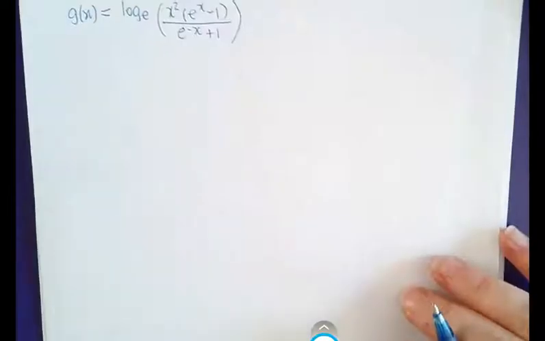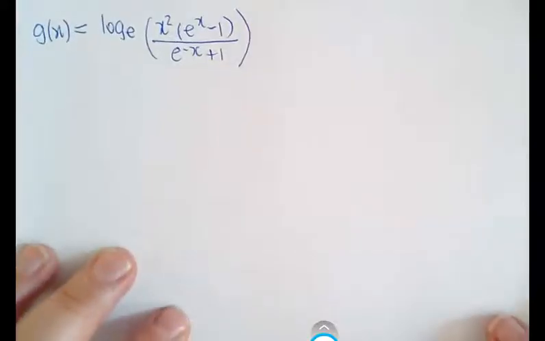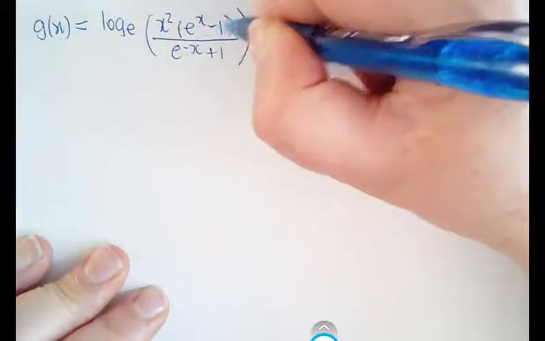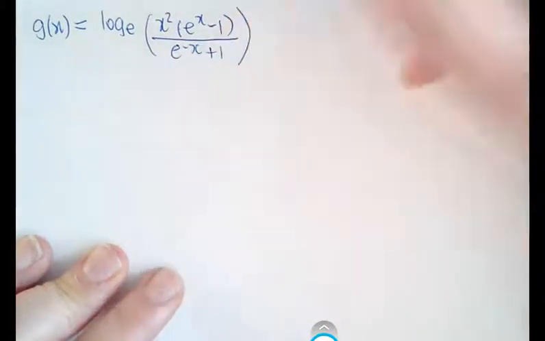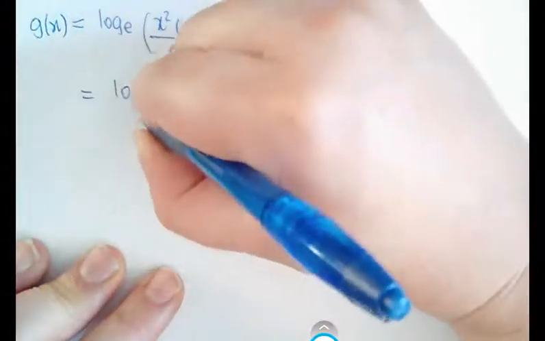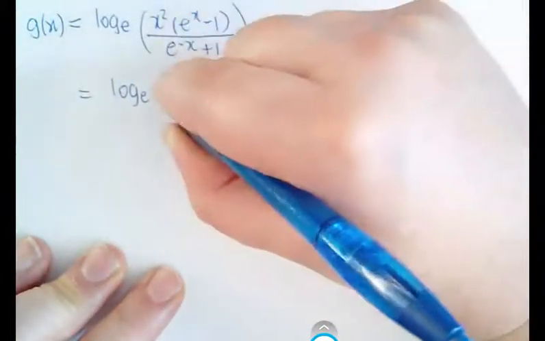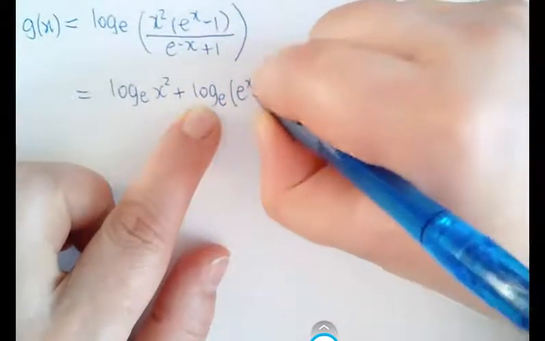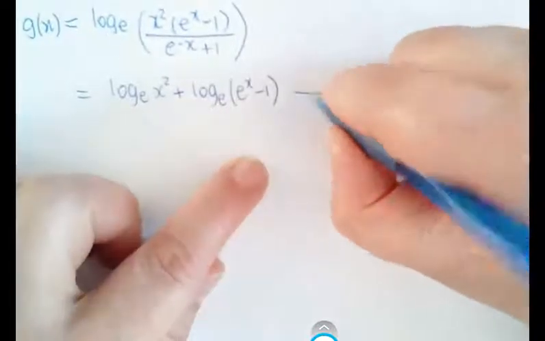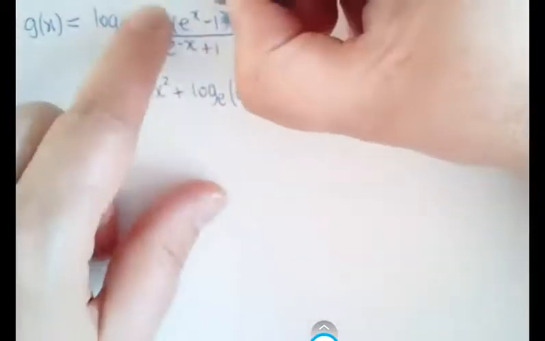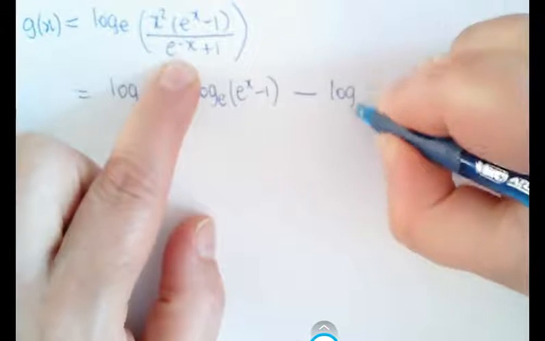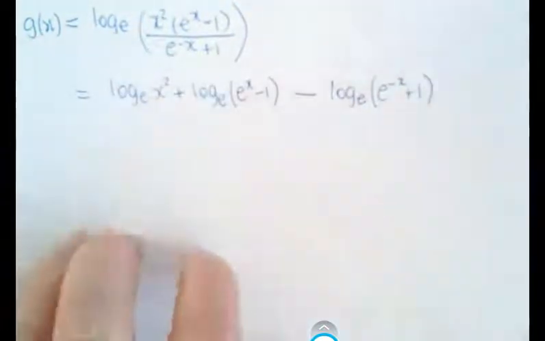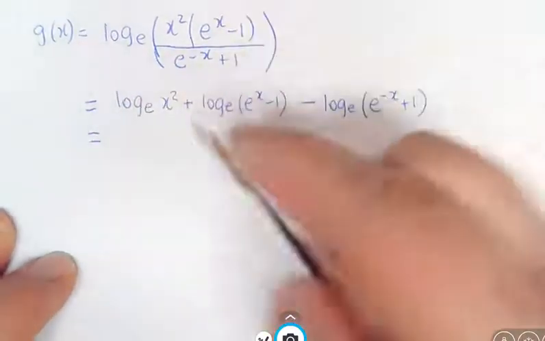Another one here, last example. We've got g of x is log to the base e of x squared times e to the power of x minus 1 over e to the power of negative x plus 1. Here you've got to use, these would be addition, so we've got x squared plus log to the base e of e to the x minus 1. And then we use subtraction, so this is my numerator, this is my denominator, minus log to the base e of e to the negative x plus 1. Okay, so first thing, we want to use the log law.